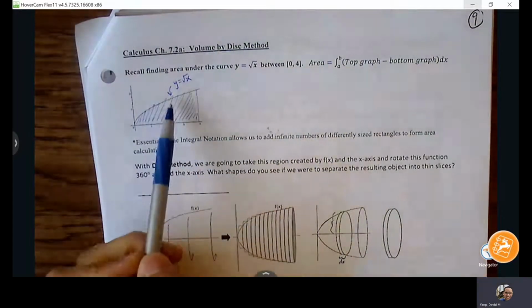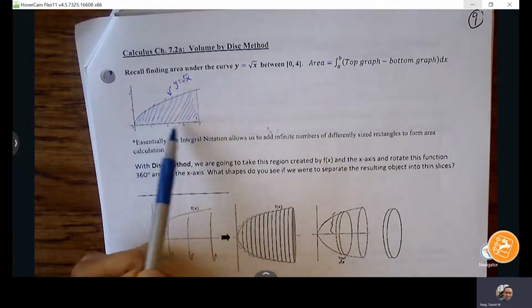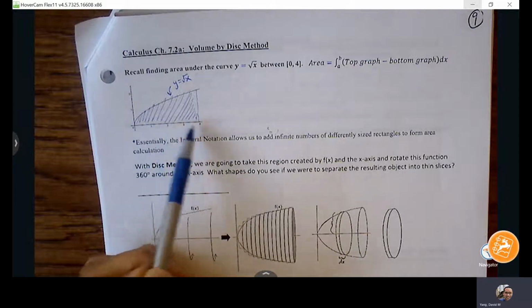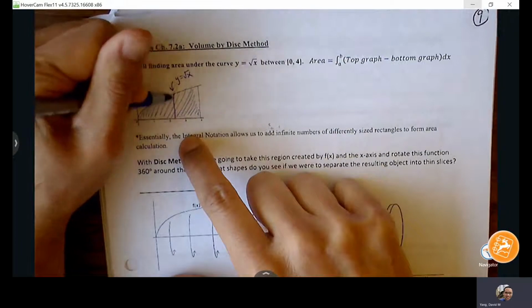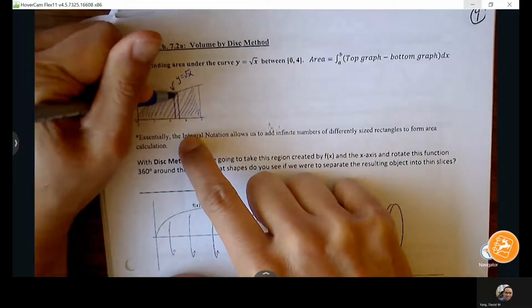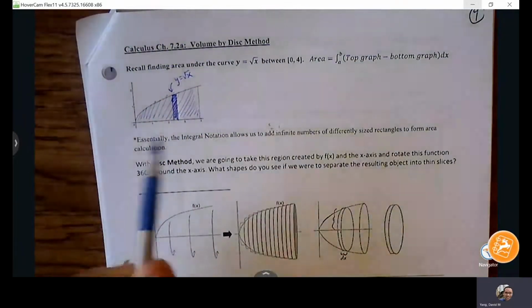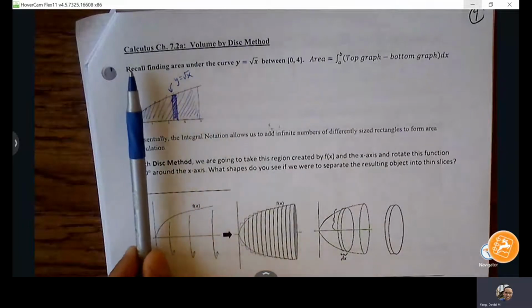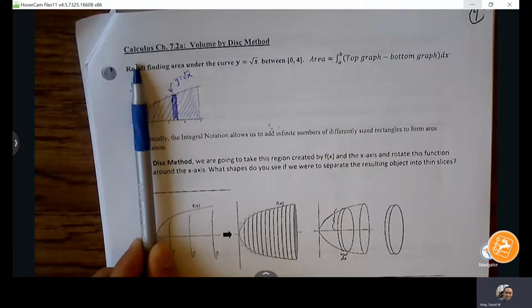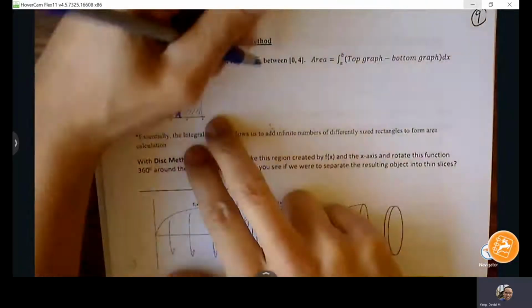Now, if I want to find area, I can think of it as top minus bottom, because we see that the curve is always above the x-axis, y equals 0. So we're going to draw a representative rectangle. Imagine we're just finding the area of this region by adding infinitely thin vertical rectangles from one end all the way to the other end. Okay. So here's our area.